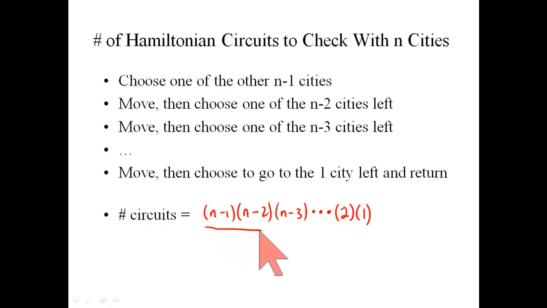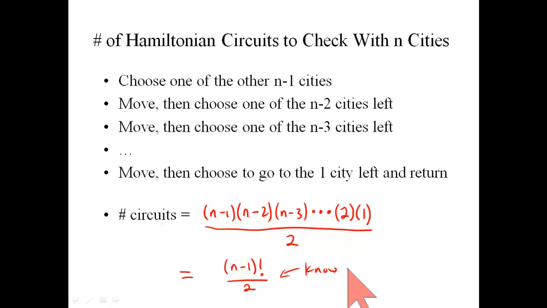And remember, we only have to look at half of them because of the clockwise, counterclockwise thing. So let's write this in simpler form. This is n minus 1 times n minus 2 times n minus 3, and so on. We saw the factorial before. This is (n minus 1) factorial divided by 2. That's the number of Hamiltonian circuits that are possible when you have n cities. And you should know this. This is something to memorize.